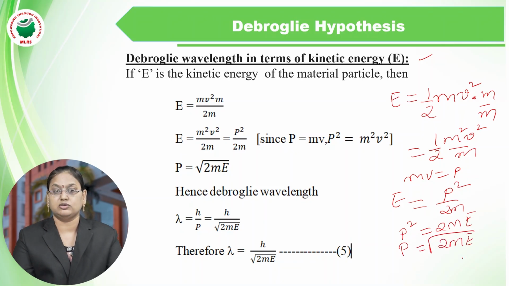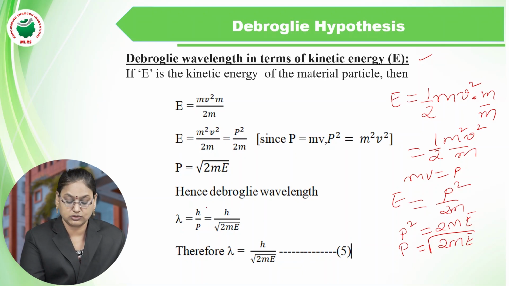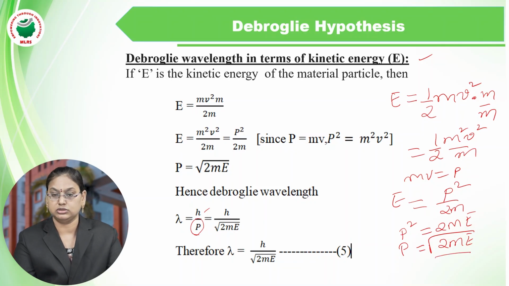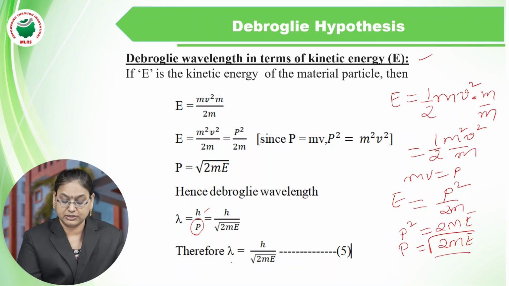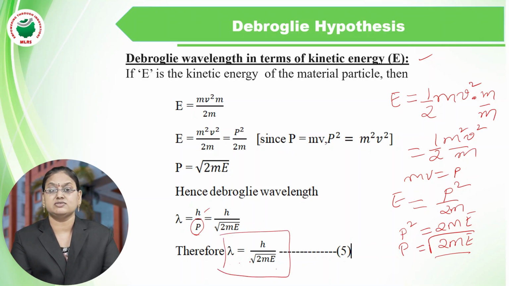So what is the wavelength of matter waves? It is given by lambda is equal to h by p. So now in the place of p, we can substitute under root 2mE. So lambda value will become lambda is equal to h by under root 2mE. So this equation represents the wavelength of matter waves in terms of kinetic energy.